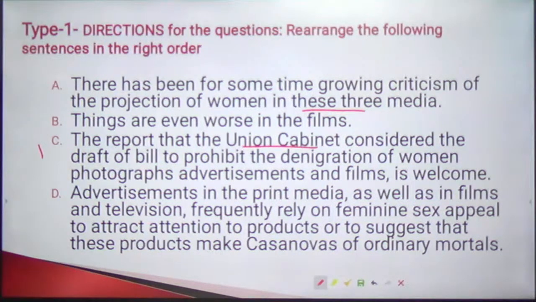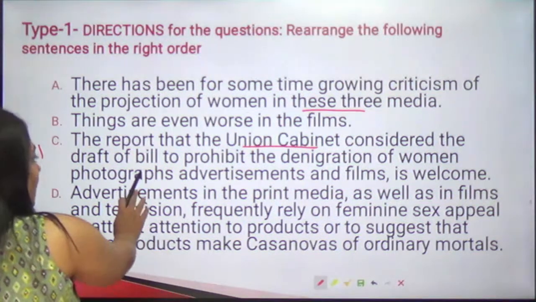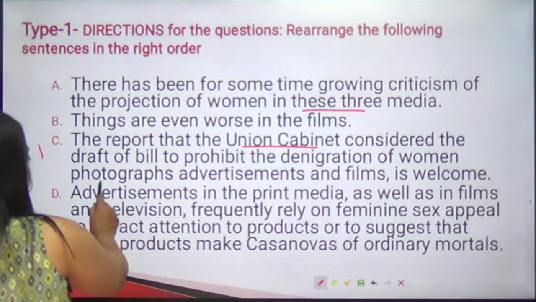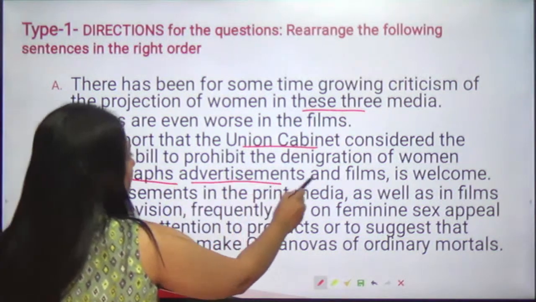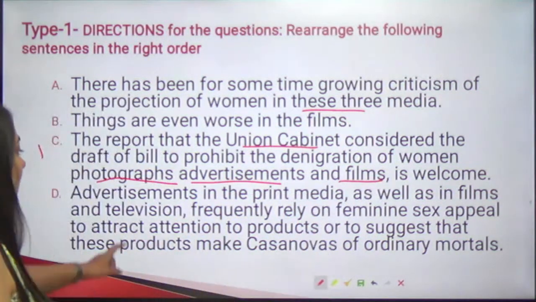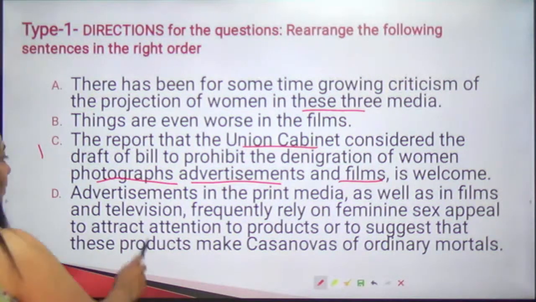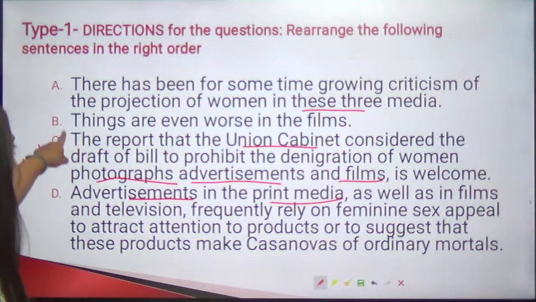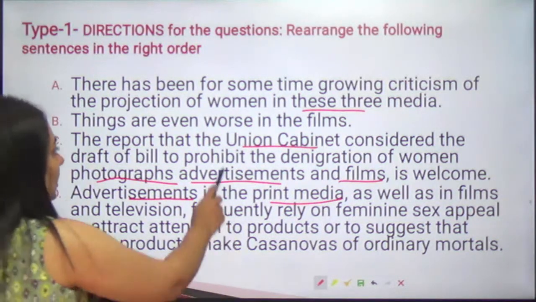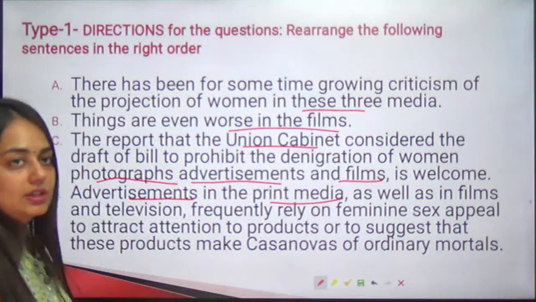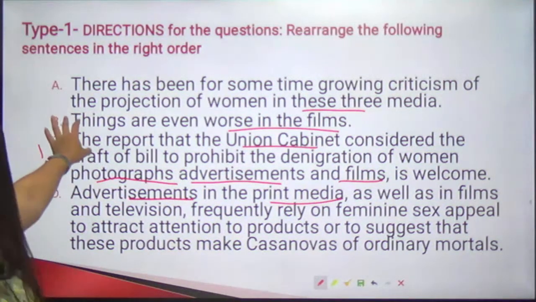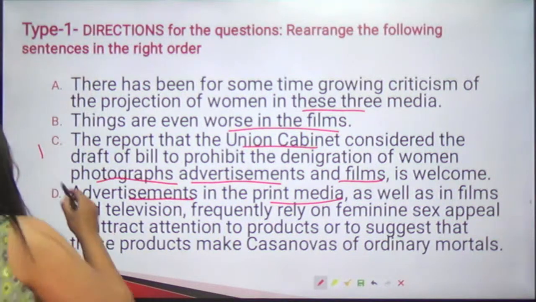Now, how to take hints from the passage. If you can see, I said that C is the opening sentence, right? There were three things mentioned here: photographs, advertisements and films. Yet the D option only talks about two things: advertisement and print media. And the B option leaves some scope for further discussion of the portrayal of women in the films. So definitely B should be the last sentence.